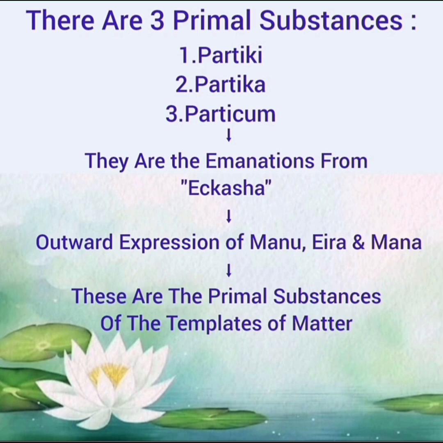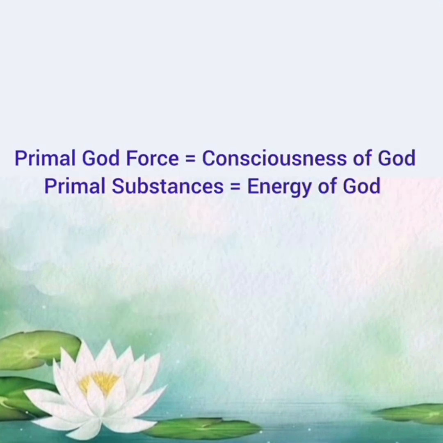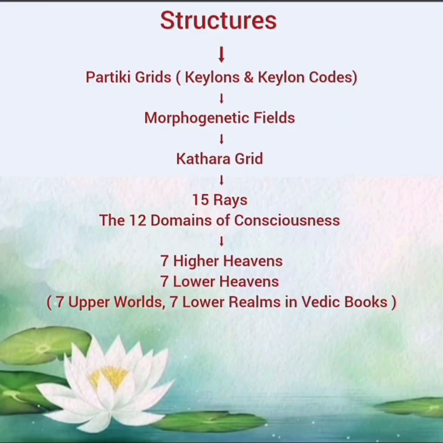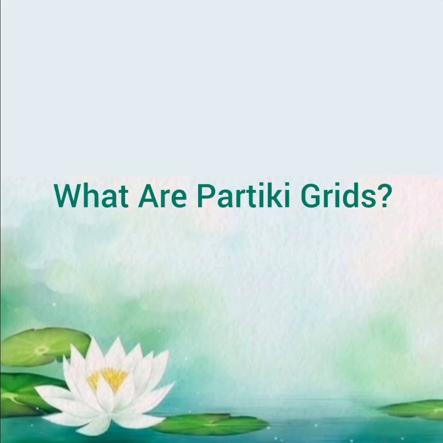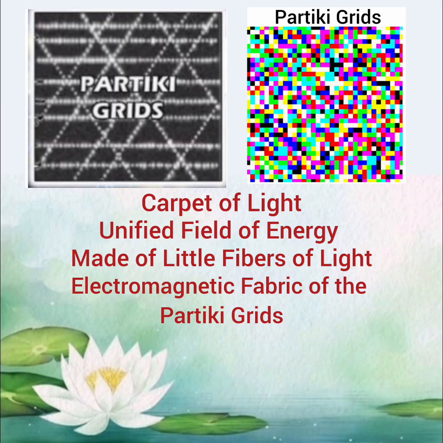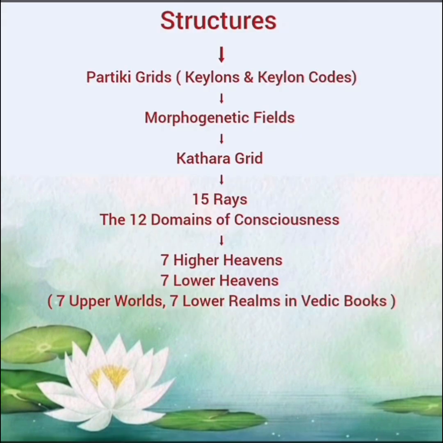Now what is happening here is that once this partiki, partike, particum has been created, God's energy has been created, the next step is that structures start to take place. The first structure which is created from the partiki, partike, particum, or we can say from God's consciousness and God's energy, is the partiki grid. So what is the partiki grid? In very simple terms, the partiki grid is the fabric. It's the carpet of light. It's the fabric of the morphogenetic field, because after the partiki grids, the next structure to be made is the morphogenetic field.